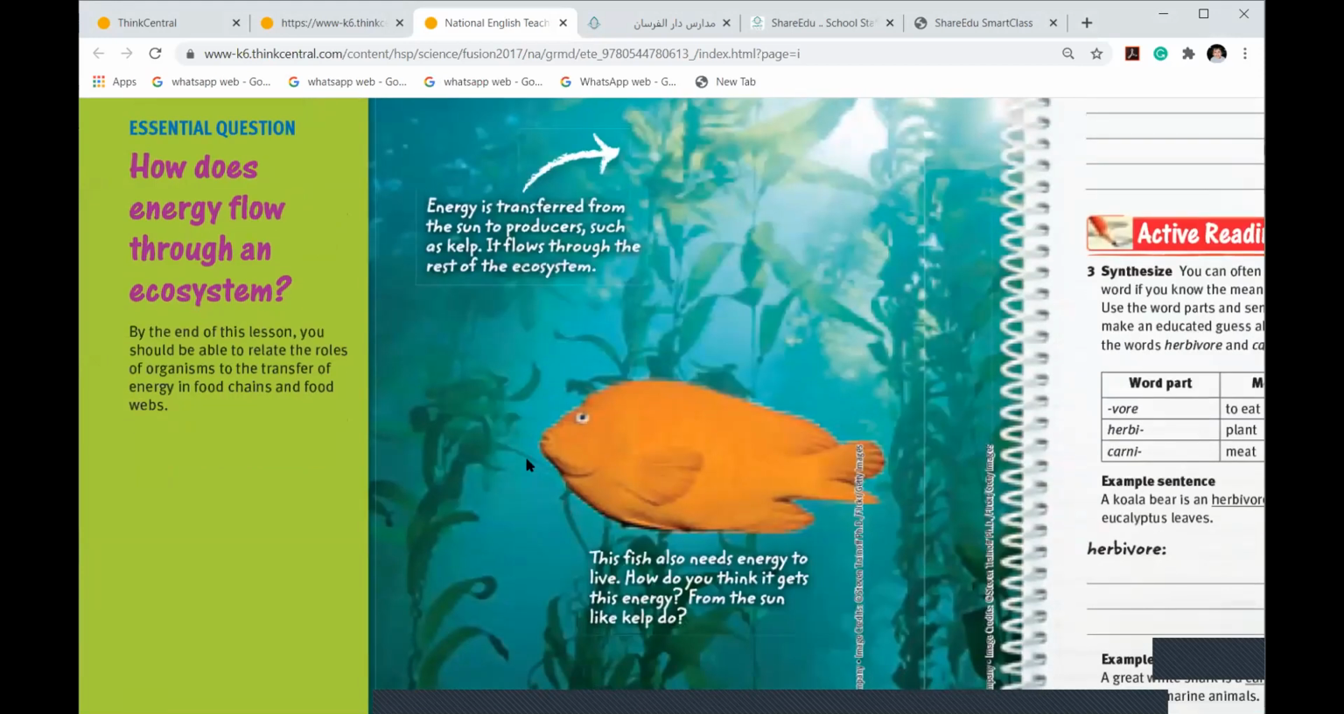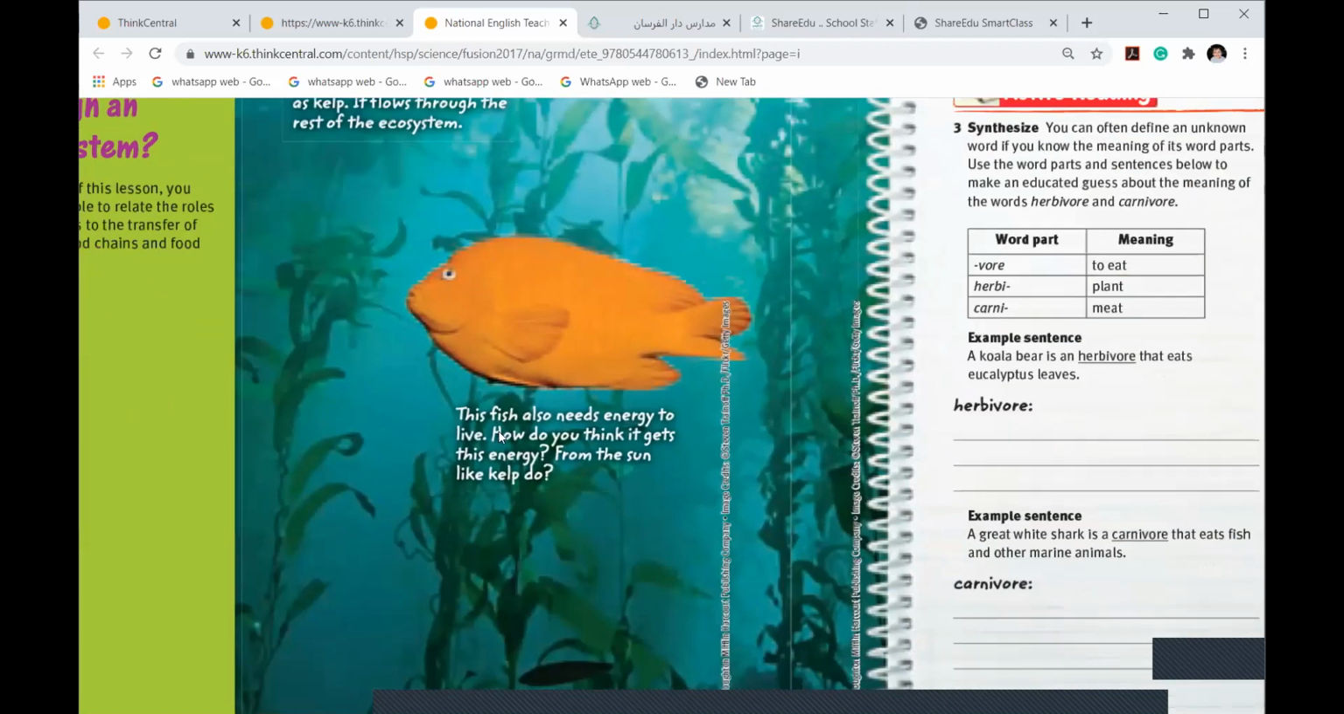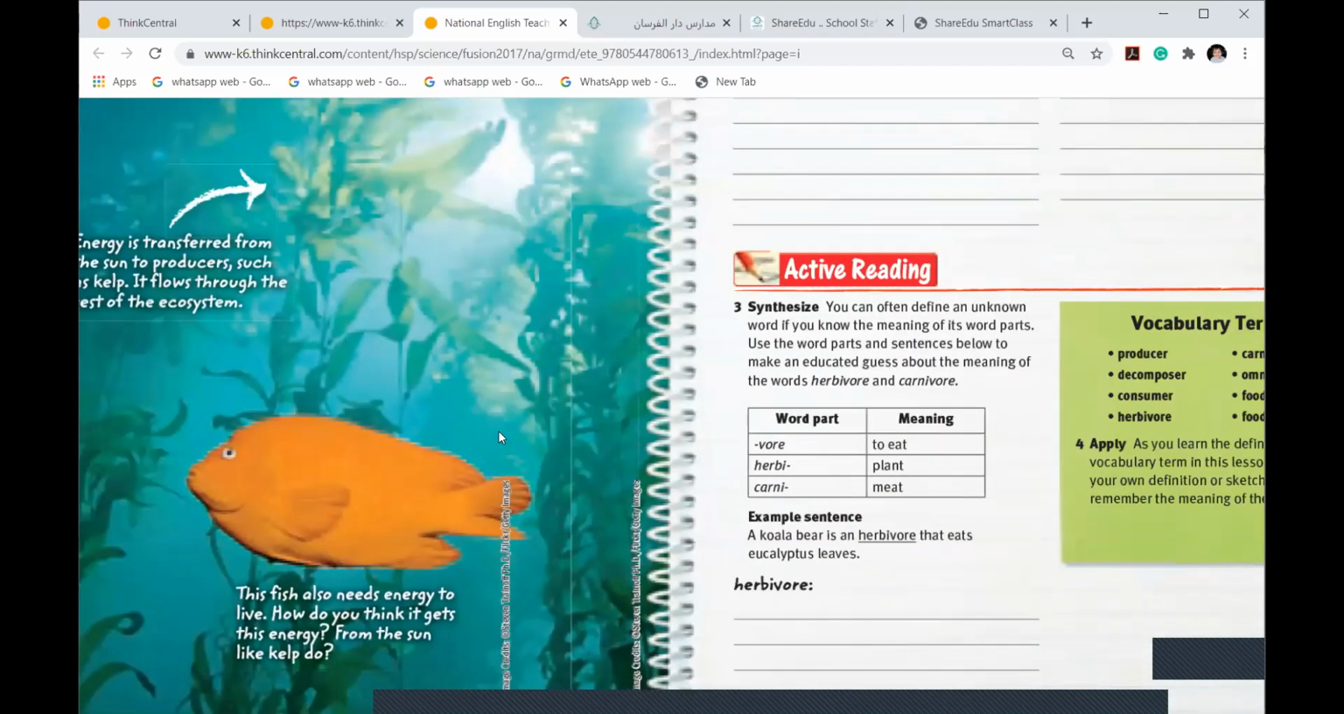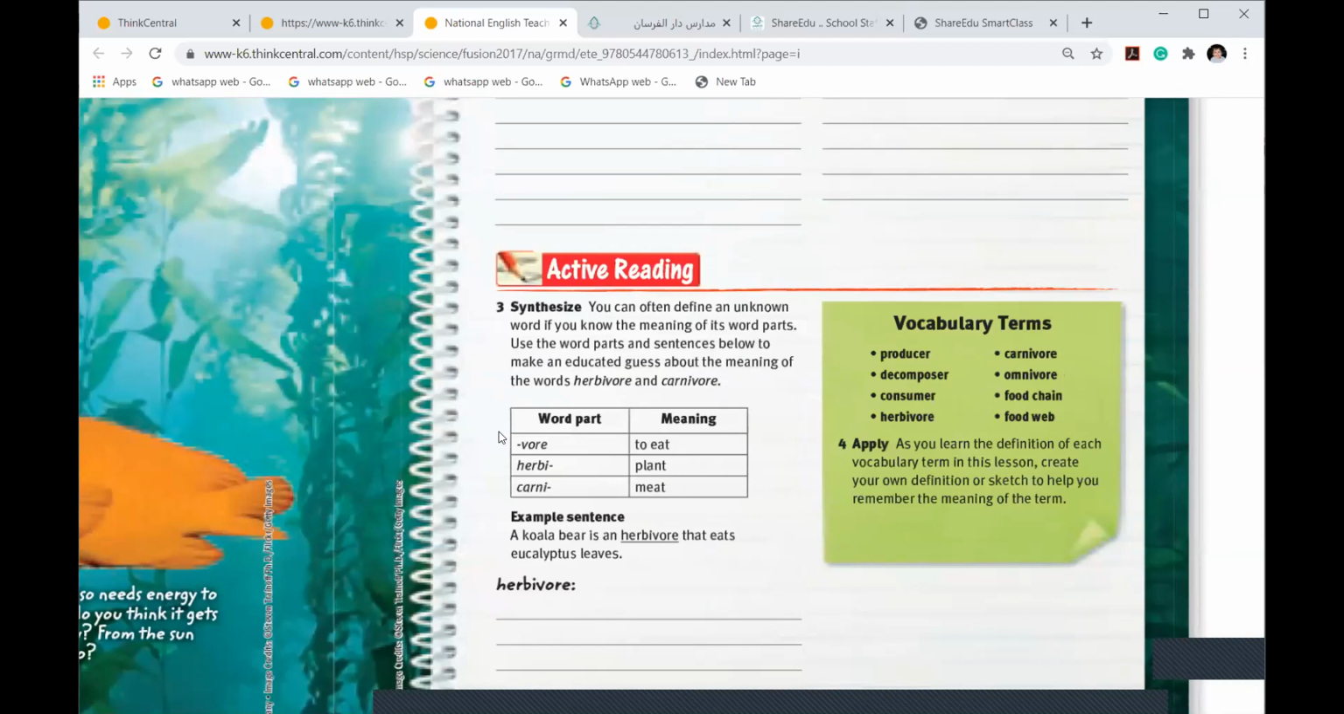By the end of the lesson, you should be able to relate the roles of organisms to the transfer of energy in food chains and food webs. I think I gave you a clear picture of food chain and food web, both of it. Energy is transferred from the sun to the producers. I drew a sun there, and then I drew plants that were producers such as kelp. It flows through the rest of the ecosystem. A fish also needs energy to live. How do you think it gets this energy, from the sun like kelp do? No, it gets its energy in some other way. We will learn how it transfers. Maybe it eats small fishes, or maybe there is some other thing.